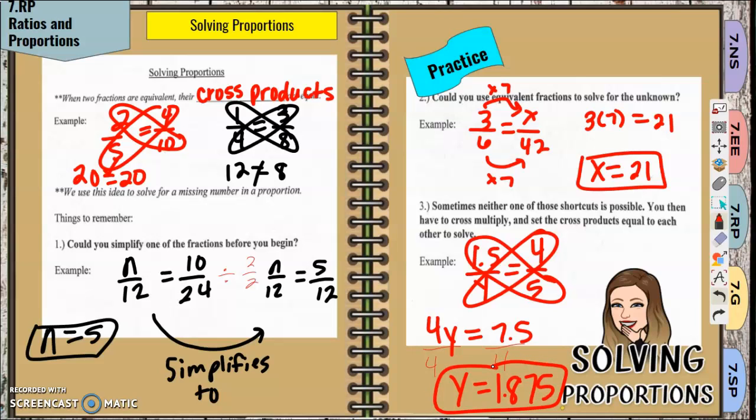You might be confused about how to do it the first way. You might be confused about how to do it the second way. But this third method, this works every time. So anytime that you need to solve proportions, you can do it this way, method number 3, and that will work every single time.